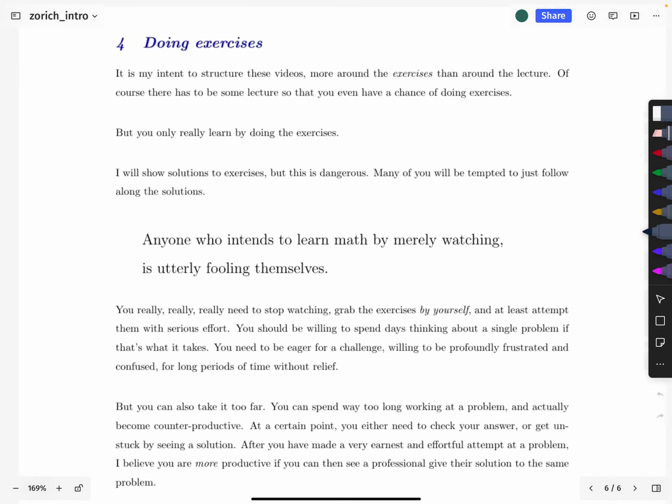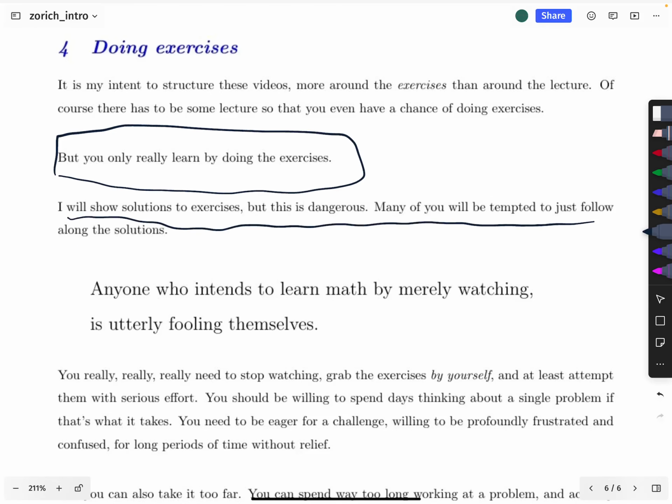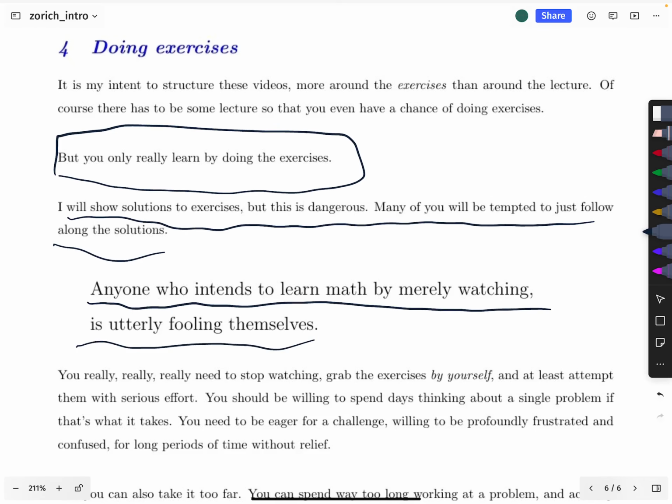And I'll say a final word about the structure of these videos. You learn the most when you are doing exercises, right? And therefore, I am going to try to structure these videos around the exercises at least as much as around the content, the exposition. I will show solutions to exercises, but this is dangerous because you may be tempted to simply watch me solve problems. And if you are trying to learn math merely by watching, then you will absolutely fool yourself about how much you're really understanding what you're seeing here.